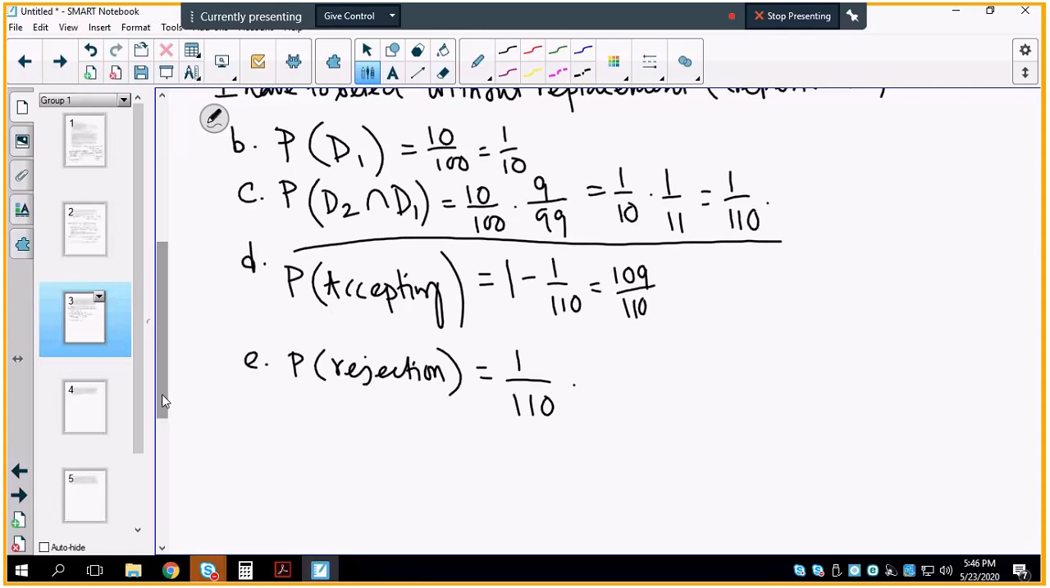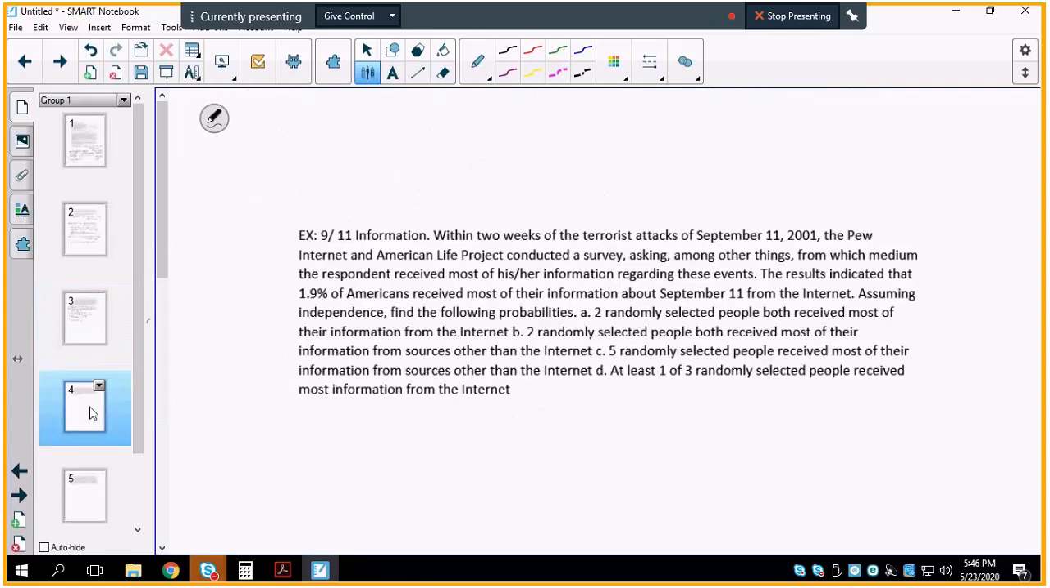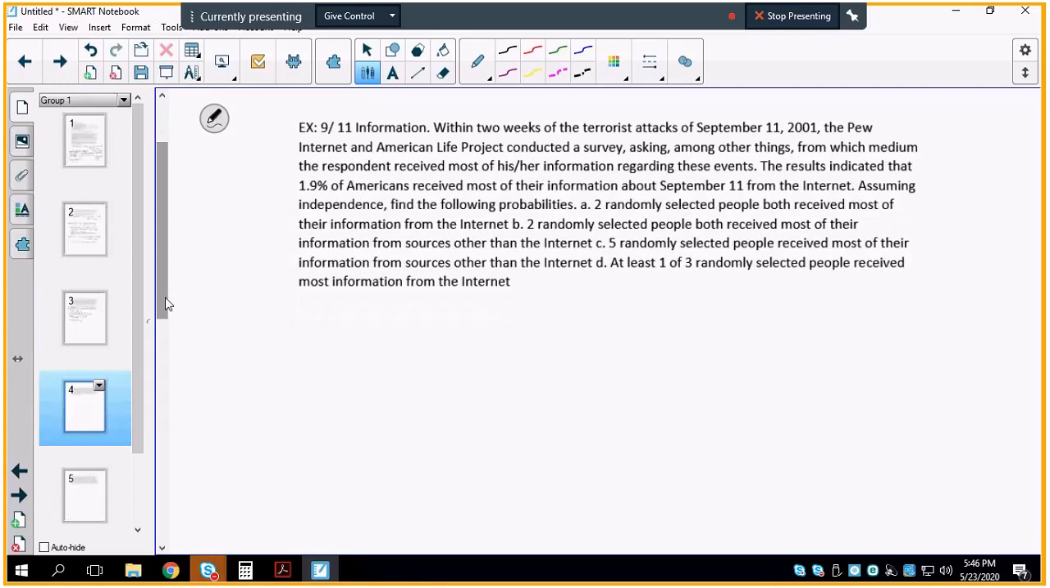So we'll carry on to problem number 4 about 9/11 information. Within 2 weeks of the terrorist attacks of September 11 in 2001, the Pew Internet and American Life Project conducted a survey asking, among other things, from which medium the respondent received most of his or her information regarding these events. The results indicated 1.9% of Americans received most of their information about September 11 from the internet. Assuming independence, find the following probabilities. So we are assuming independence to start with.